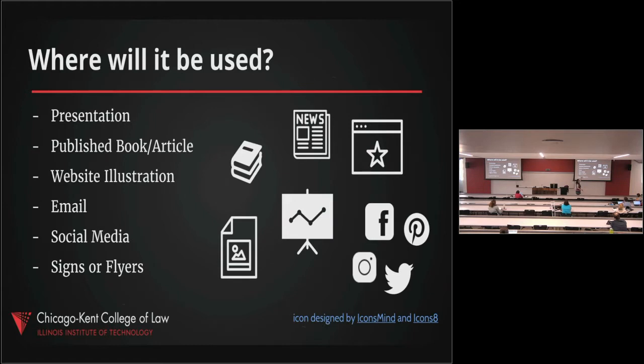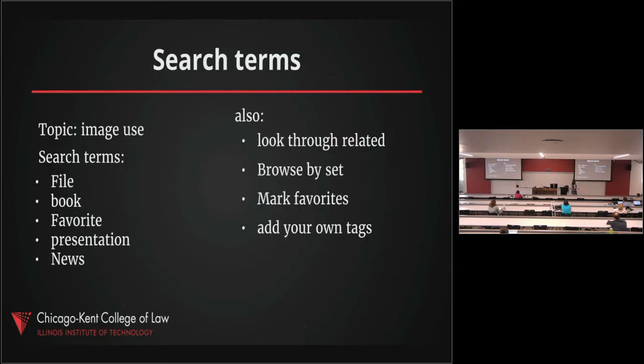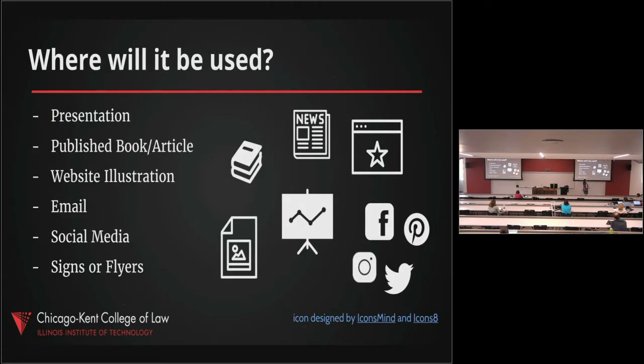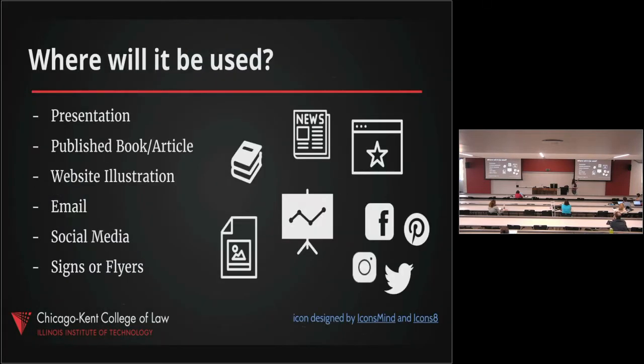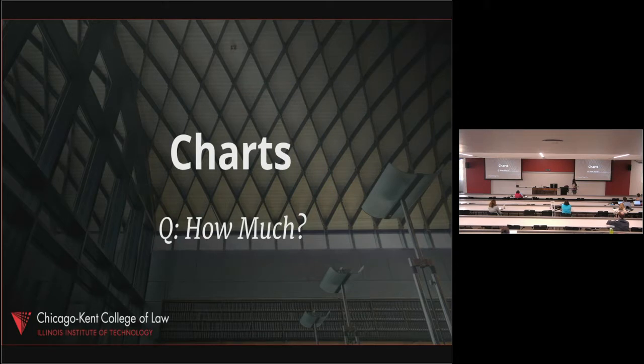Book was straightforward. It was a book. Favorite was a better way of finding website because there's not really an icon anywhere that you can think of in an app that would have an icon for website. That's too general. But they do have an icon for favorite, so I can find that. Presentation, news, those were straightforward. Social media names, obviously. Charts.